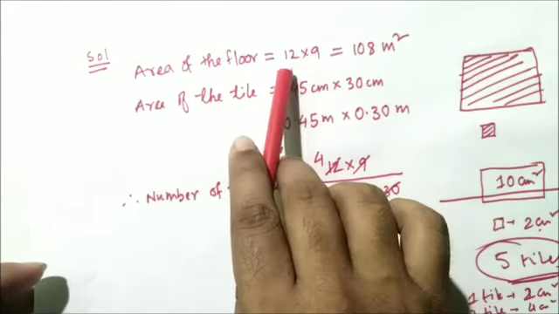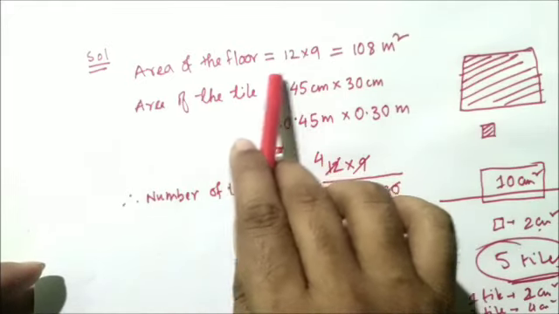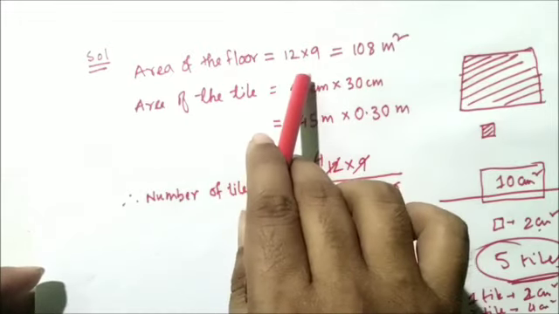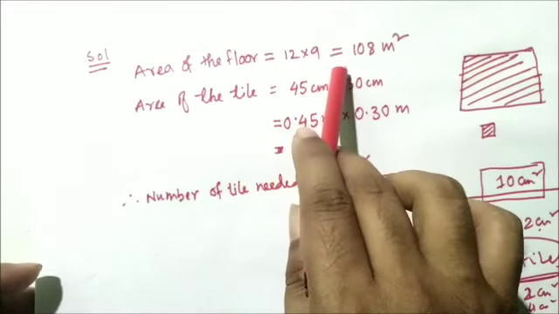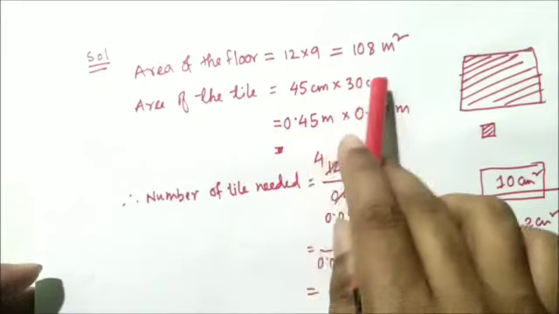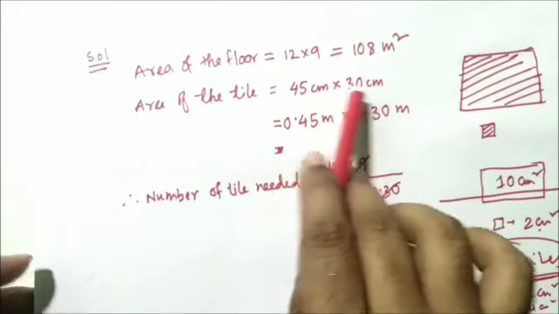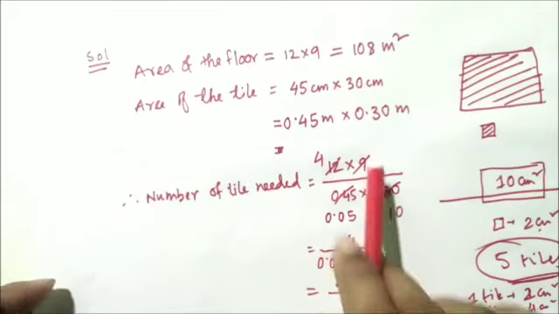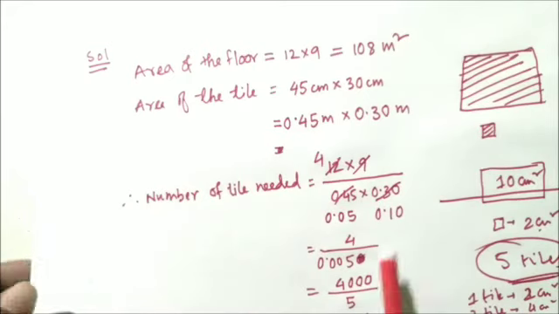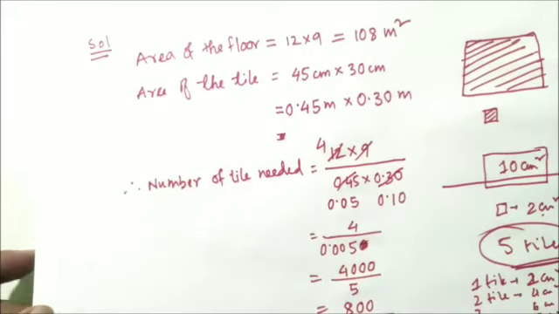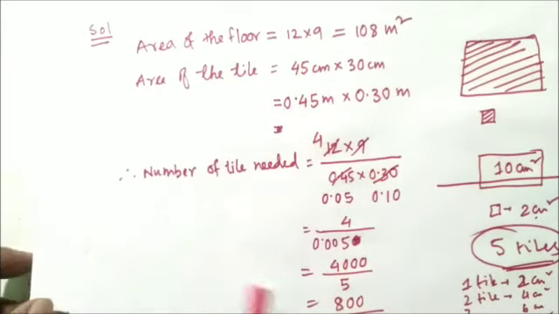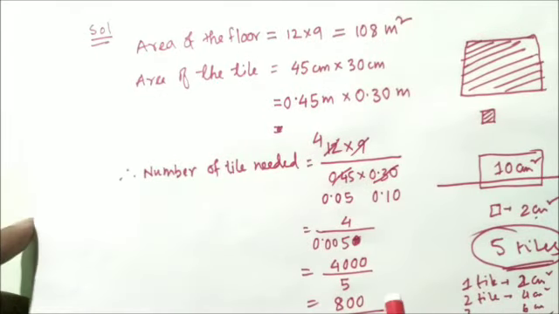Now in this case we have converted centimeter into meter, but similarly you could convert 12 meter into centimeter. 12 meter can be changed to 1200 centimeter, 9 meter can be changed to 900 centimeter, then 45 centimeter and 30 centimeter, you need not change. That time the calculation will be easier, there will be no decimal point, and it will be easier for you to understand. But since I did not do it that way, at least you try this method at your home.